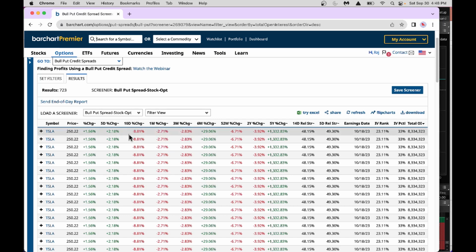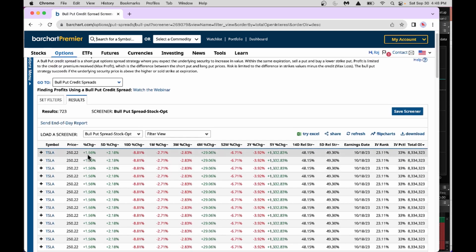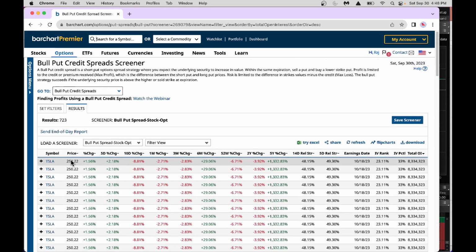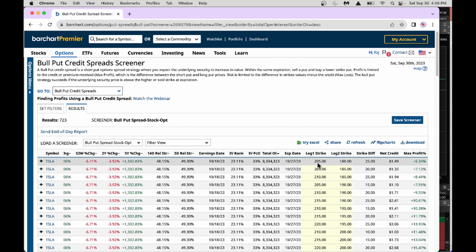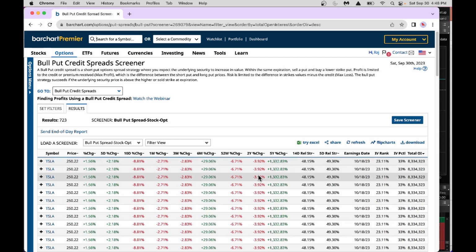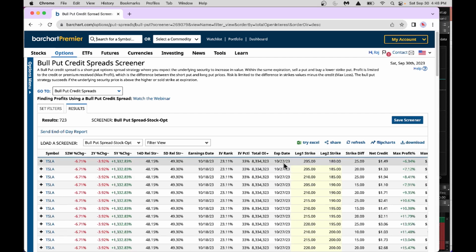Look, I got here, Tesla is at 250 right now. And as we scan through here, we got leg one is at 205, leg two is at 180. Nice $25 strike differential, and you're collecting a nice $1.49, and the expiration for this one is 10/27. Look, it's around the corner.